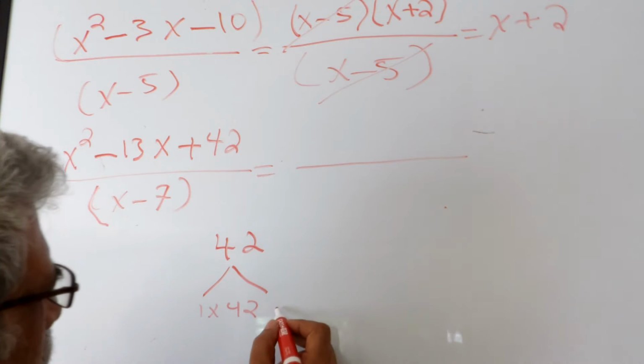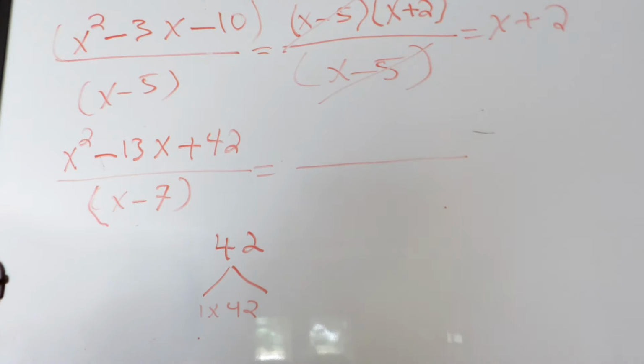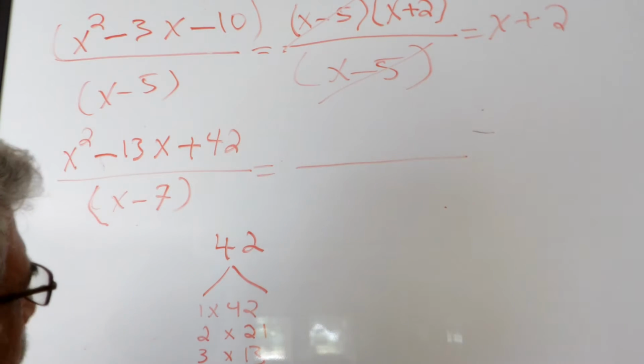Factors of 42: 1 times 42, then divided by 2 is going to be 21, divided by 3 is going to be 14, and divided by 4 is not going to work. 5 is not going to work. 6 and 7. Okay, 6 and 7.